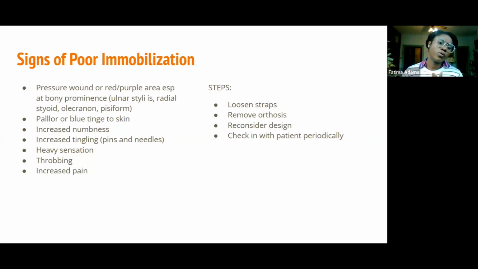Pallor, so blue or pale tinge to the skin. Increased numbness is a sign that something's too tight. Increased tingling means your nerves are getting squished. Heavy sensation, so the arm feels heavy. Throbbing, a sign that circulation is getting impeded also. Increased pain. Steps that you can take to address that would be to loosen the straps, remove the orthosis, reconsider the design, and also check in with the patient periodically if that is feasible.